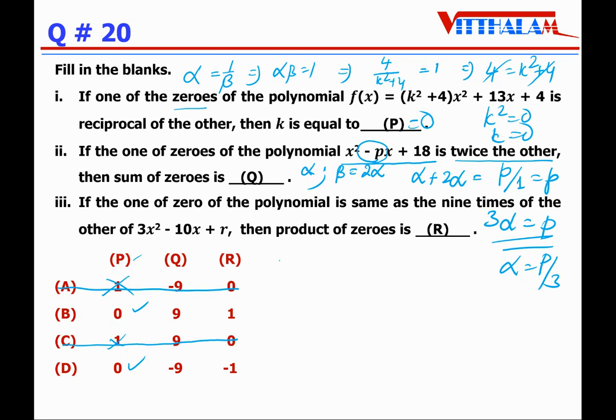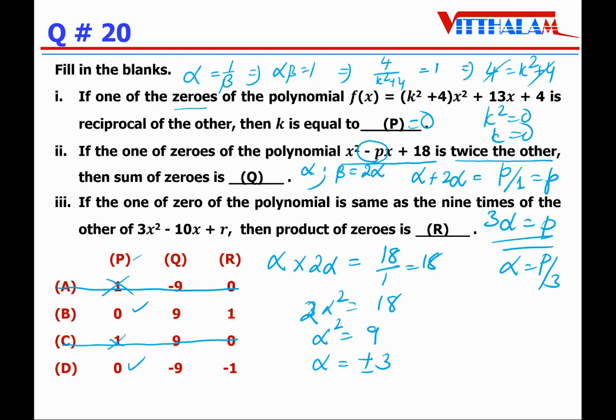Now if I take the product, alpha into 2 alpha equals c by a, c is 18 by 1, that means 18. So 2 alpha squared equals 18. Therefore alpha squared equals 9. So alpha equals plus or minus 3.